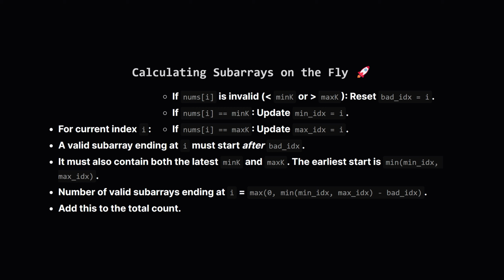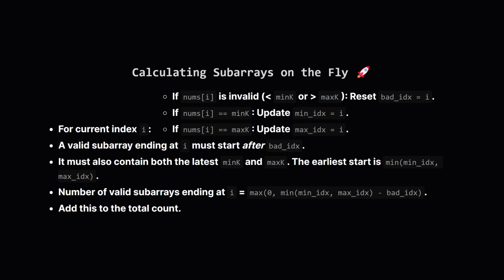It breaks any potential subarrays ending here, so we update bad_idx to be the current index i. This effectively resets our window. If the number is within the valid range, we check if it's equal to minK. If so, we update min_idx to i. Similarly, if it's equal to maxK, we update max_idx to i.